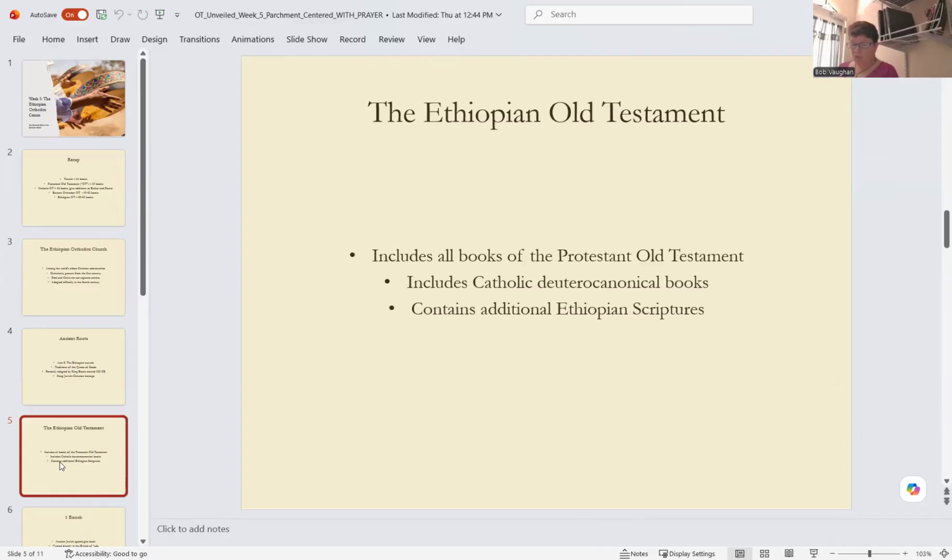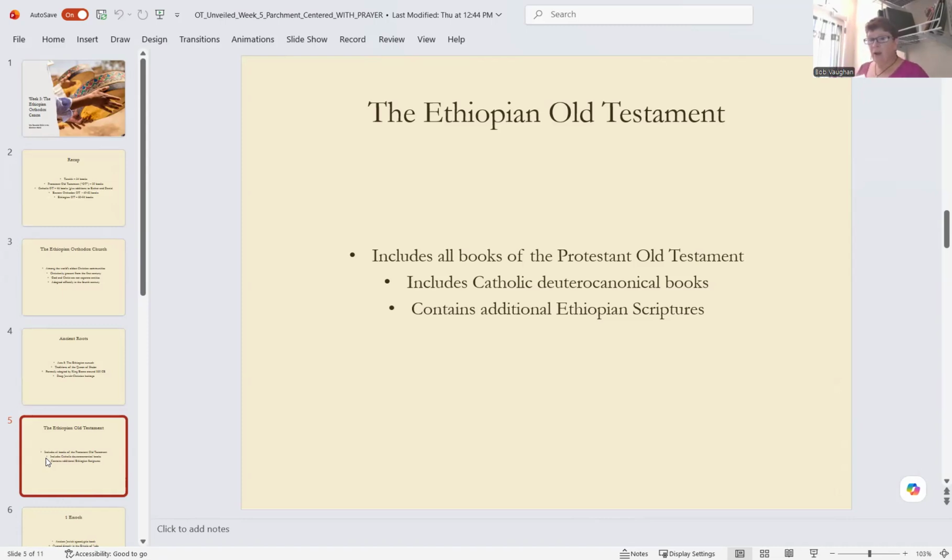Now, Ethiopia's story goes even farther back than the man that Philip encountered on the road. So what they claim is that their history goes all the way back to the Queen of Sheba. And the Queen of Sheba is from 1 Kings chapter 10. There's a great queen who visits Solomon. She is so impressed by his wisdom. They exchange gifts. And Ethiopian tradition said that Sheba was an Ethiopian queen.